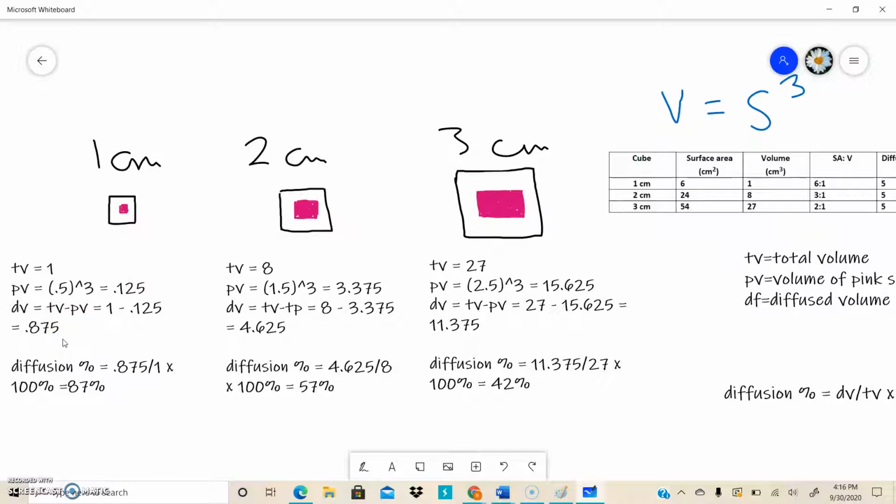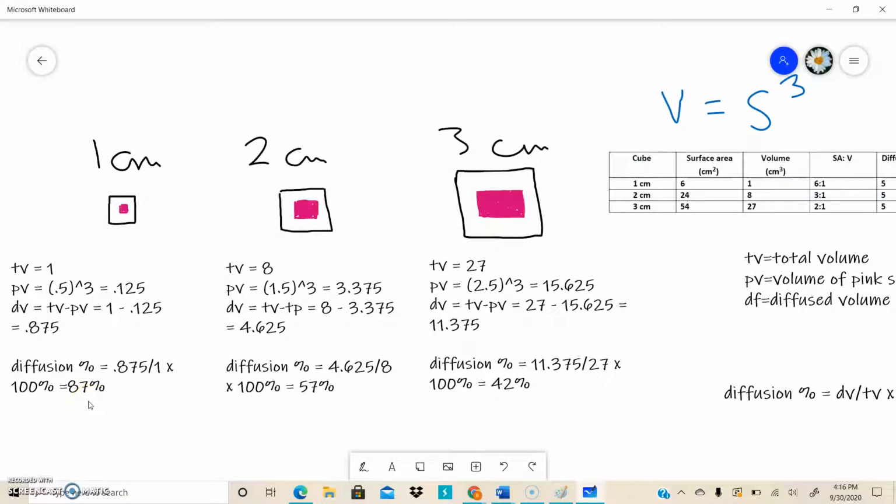That's the part that was diffused. And last thing I have to do is find the diffusion percentage by simply dividing the diffused volume by the total volume and multiplying that with 100. So it looks like in cube number 1, the smallest cube, the diffusion percentage was 87% in my case with my data. Okay, yours could be higher, could be lower. That's a relatively high percentage, meaning that almost all of the cube was able to allow the acid to enter. The diffusion was really high.